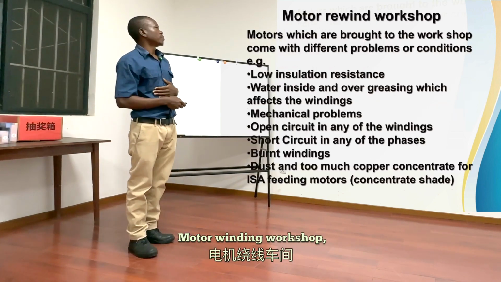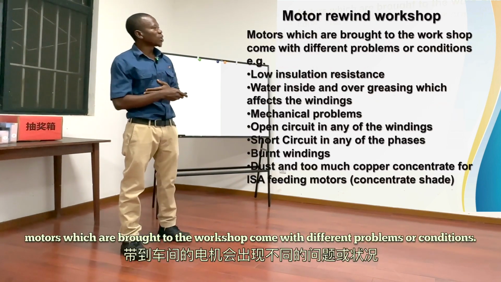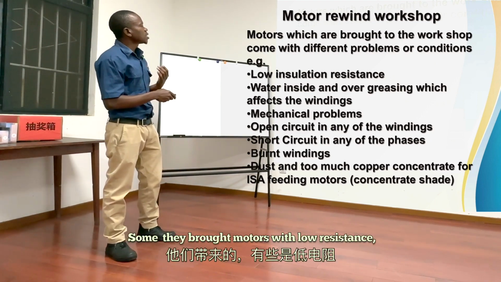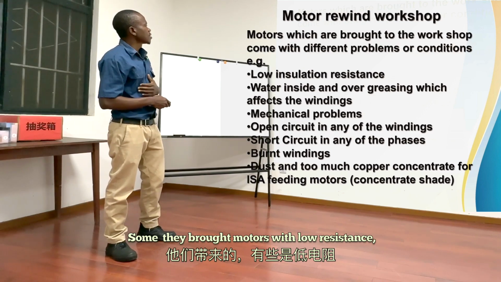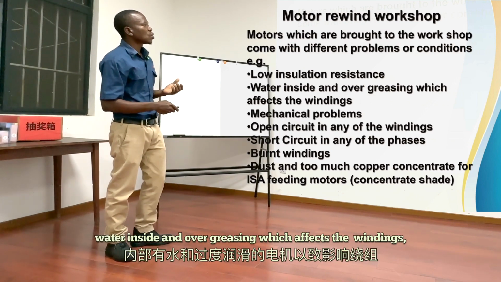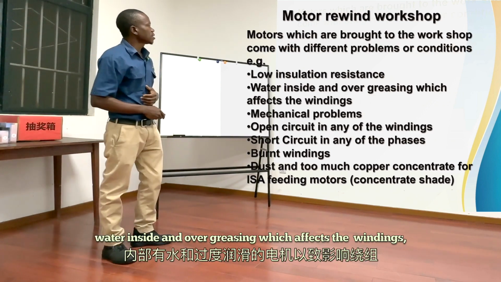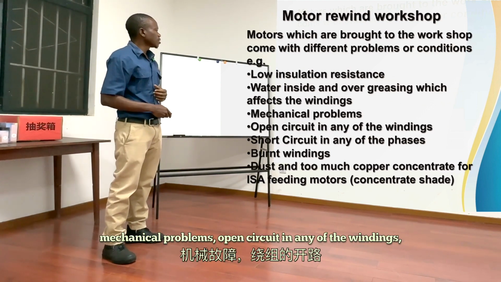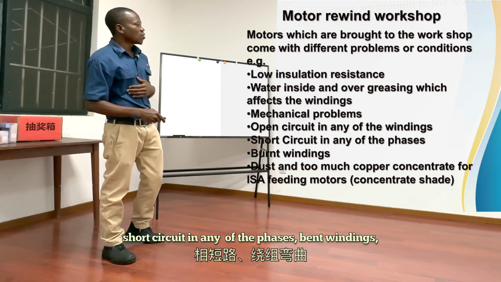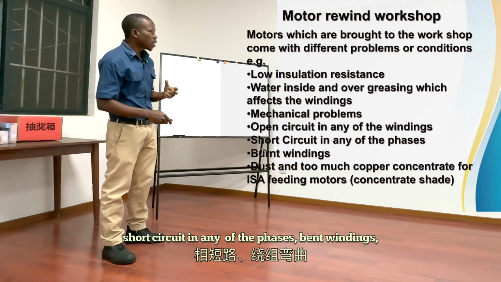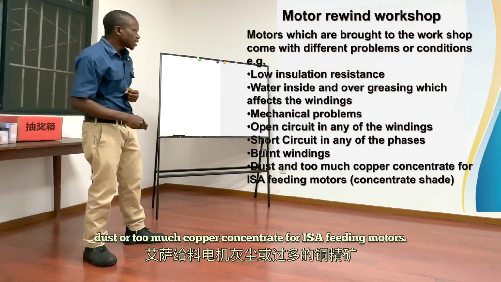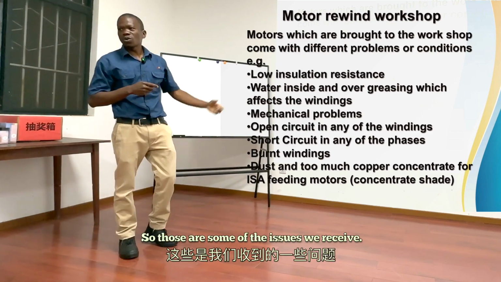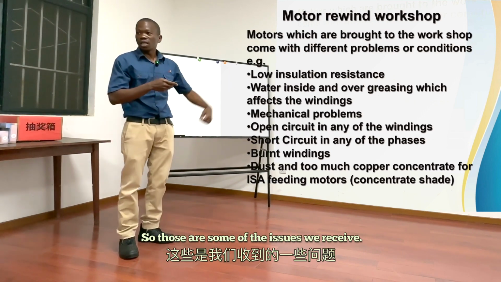Motors which are brought to the workshop come with different problems or conditions. Some are brought with low resistance, water inside and overgreasing which affects the windings, mechanical problems, open circuit in any of the windings, short circuit in any of the phases, bent windings, dust or too much copper concentrate from ISA feeding. So those are some of the issues we receive.